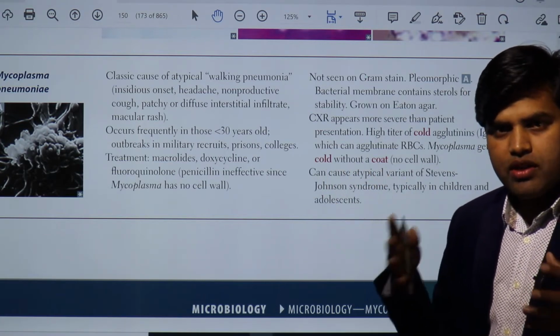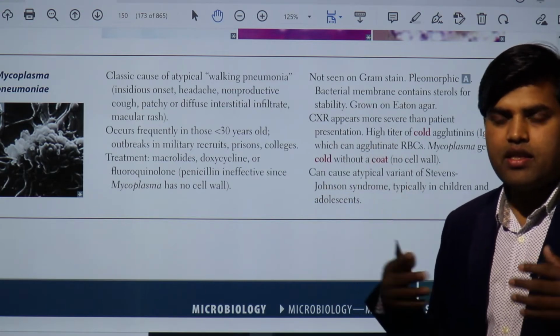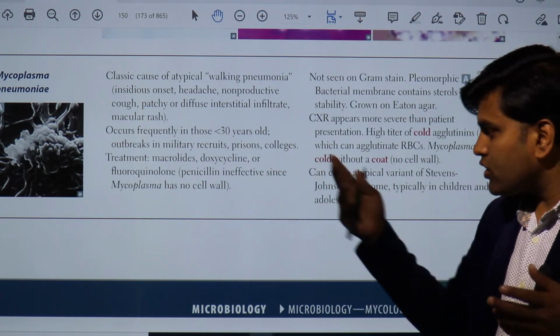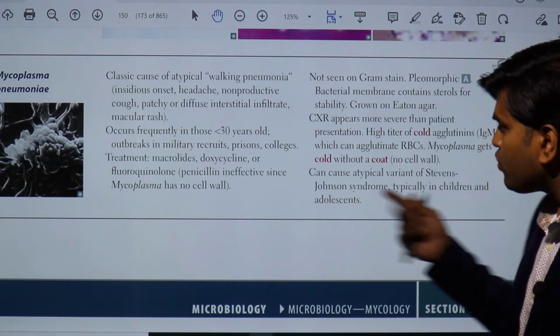Since there is no cell wall, they are difficult to stain, so they will not take up any stain. The treatment will be other antibiotics like macrolides, azithromycin, doxycycline, or fluoroquinolones. Penicillin will not act on them. Let's go through the text.